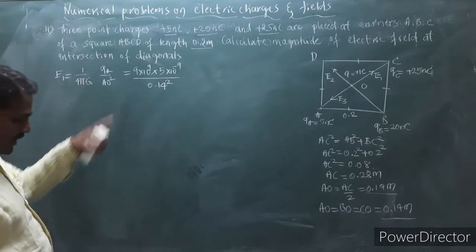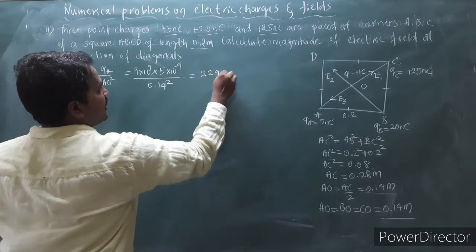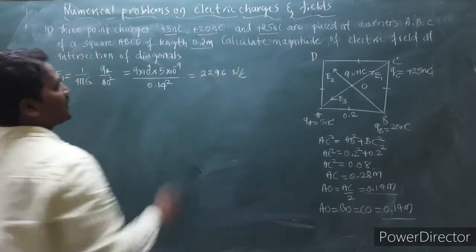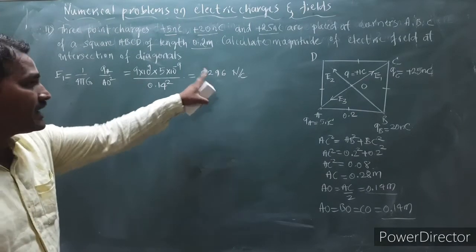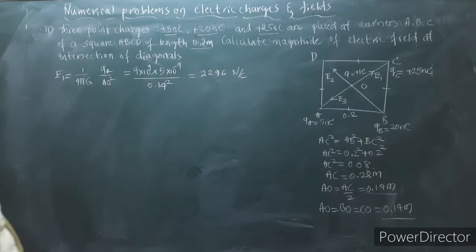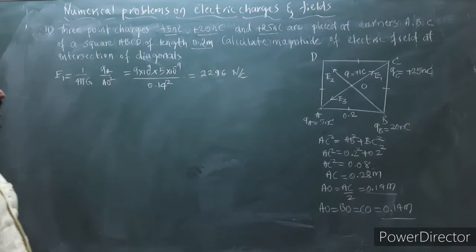After solving this by substituting the numerical values, I get the magnitude of electric field E1 equal to 2296 newtons per coulomb.